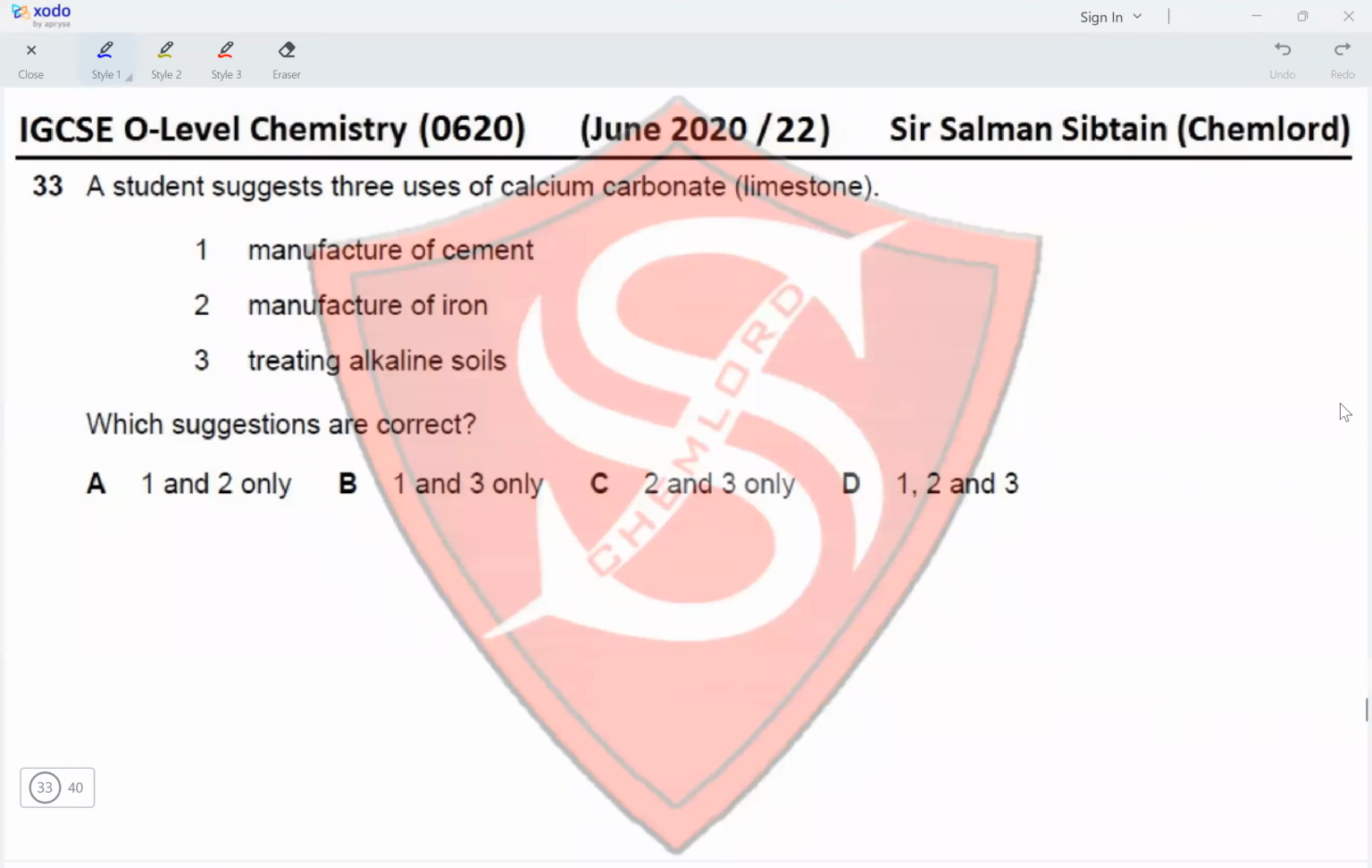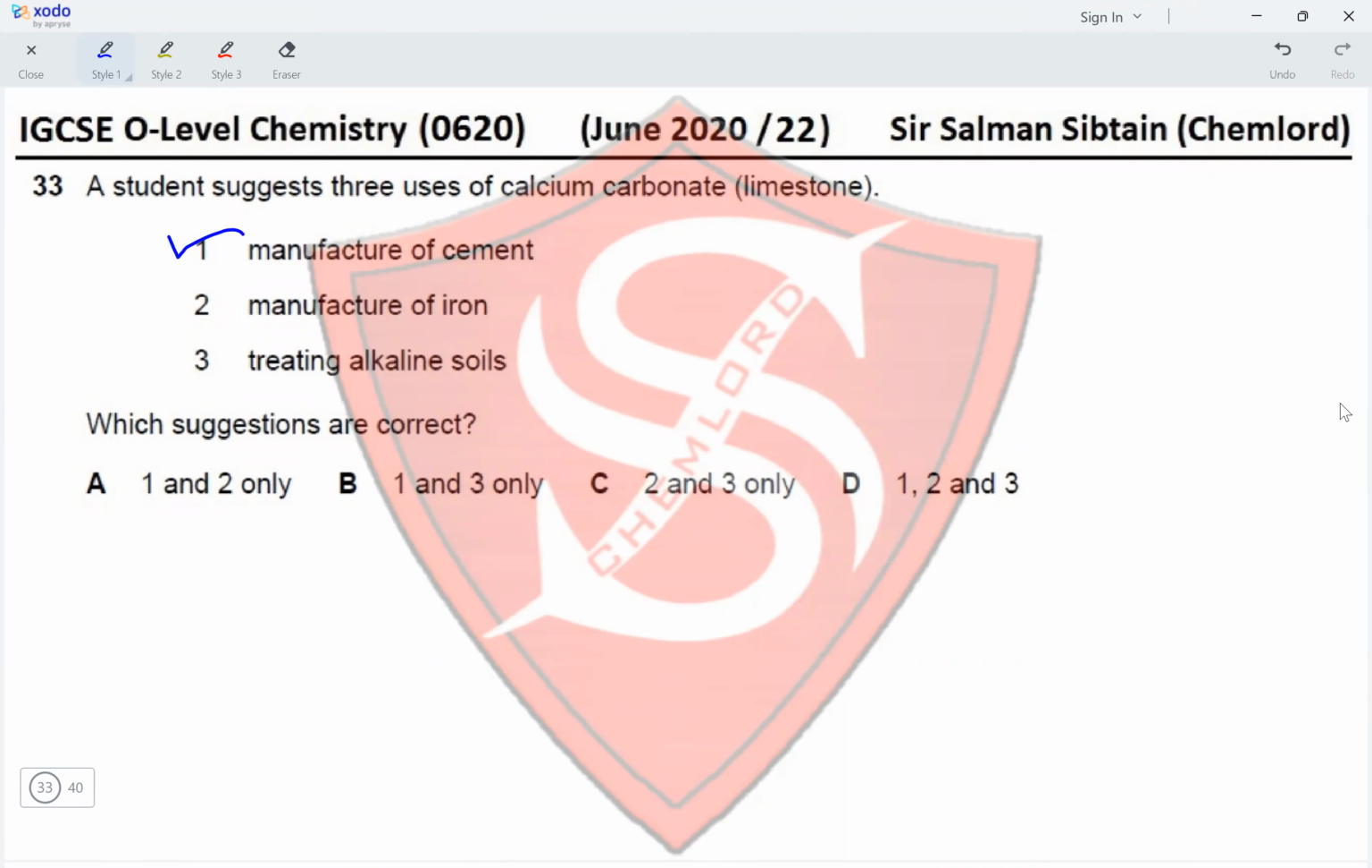Question 33. A student suggests 3 uses of calcium carbonate. Manufacture of cement, yes. Calcium carbonate reacts with sulfur dioxide producing calcium sulfide, which is oxidized to calcium sulfate, which is the mineral gypsum used in cement. So this is correct.